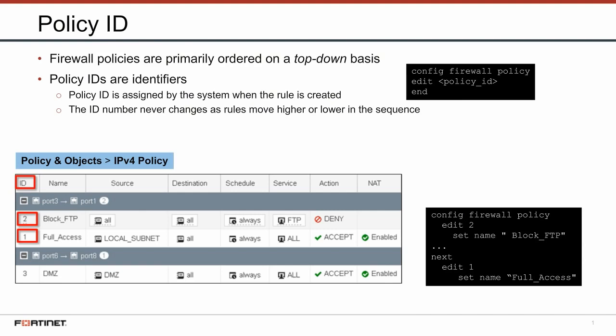An important factor in how firewall policies work is the concept of precedence of order, or if you prefer a more recognizable term, first come, first served. Policy IDs are identifiers and are displayed on the GUI. FortiGate automatically assigns a policy ID when a new firewall policy is created on the GUI. The policy ID never changes, even if the rule is moved higher or lower in the sequence.